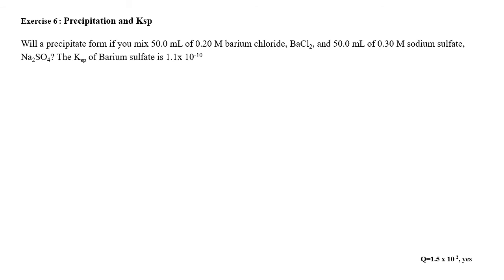All right, you can try this one if you want. You can pause the presentation and try it. If not, just keep listening. So we're going to mix barium chloride and sodium sulfate. And our precipitate is going to be barium sulfate plus sodium chloride. And we're balanced.